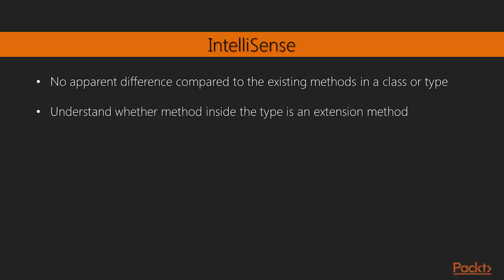Now let's take a look at extension methods in the code IntelliSense. When we create an extension method, for instance, to a type, there will be no apparent difference compared to the existing methods in a class or type. This is because we will do the same thing when invoking extension methods or methods that are actually defined in a type. However, we can expect the code IntelliSense to understand whether or not the method inside the type is an extension method, since the extension method will be displayed in the IntelliSense.